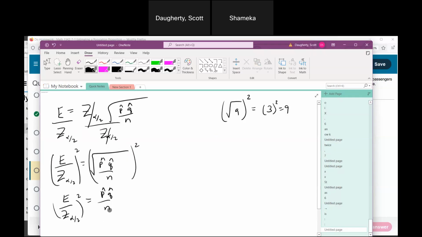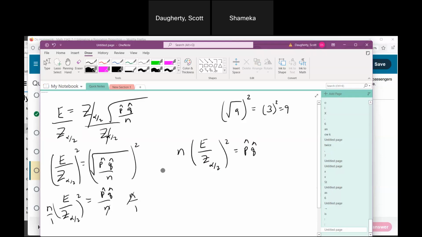Okay, and then I want to get n by itself. The fact that n is in the denominator is kind of a problem. I don't want it in the denominator, I want it in the numerator, but that's easy to fix. I could just multiply both sides by n, and these will cancel out. And now I'm left with n times this E over Z squared is equal to p hat q hat.